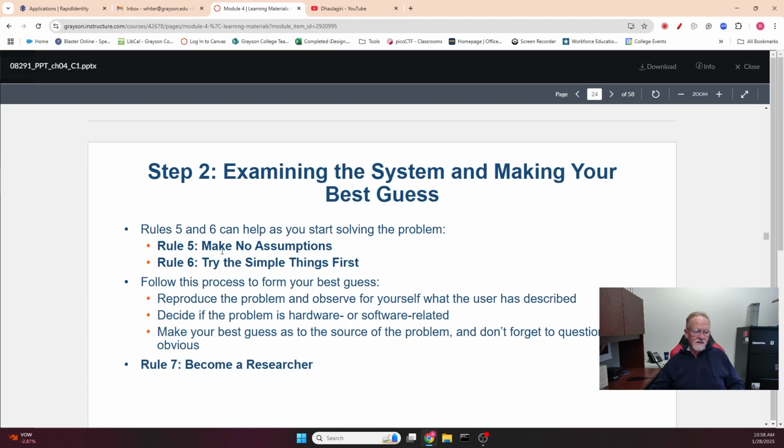Rule 5 and 6, make no assumptions. Make no assumptions about the system and make no assumptions about the user. Take them at their word. Rule 6, try the simple things first.